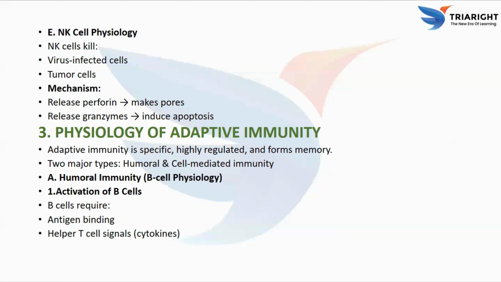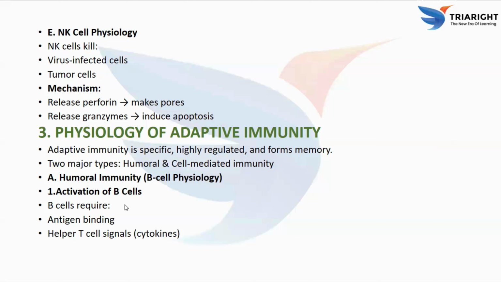So next, coming to the physiology of adaptive immunity. Adaptive immunity is the part of the immune system that is very specific and highly regulated. It forms memory and has a slower initial response, but it becomes faster upon secondary exposure. There are two major types of adaptive immunity, humoral and cell-mediated, as we have discussed in the earlier session.